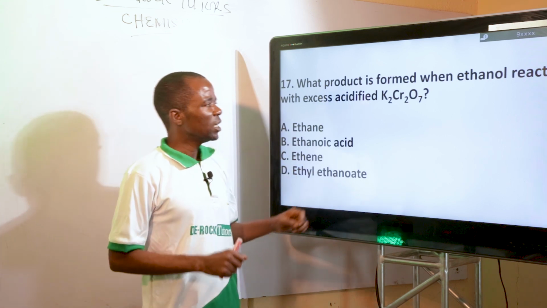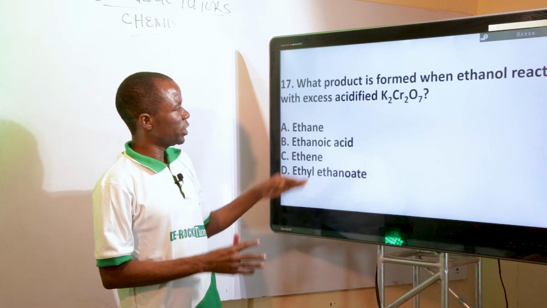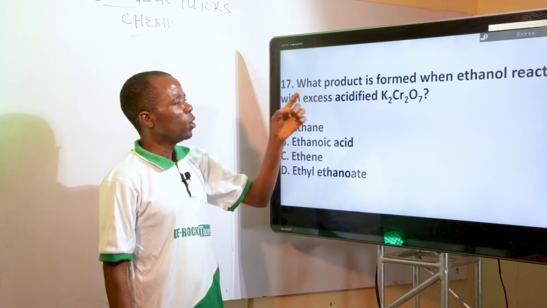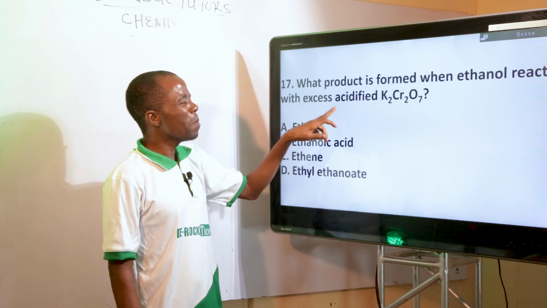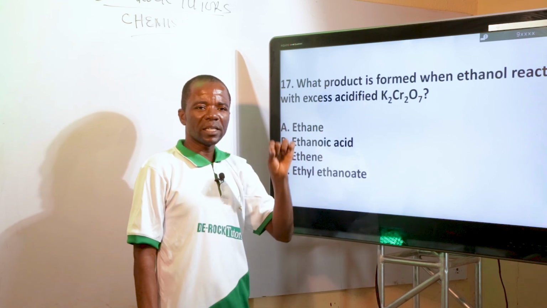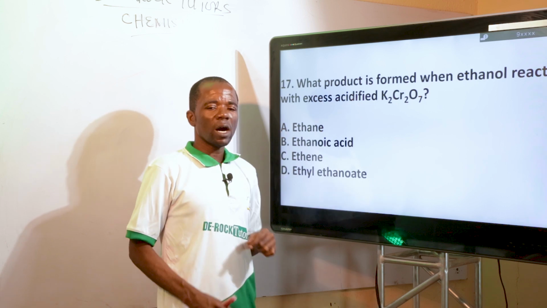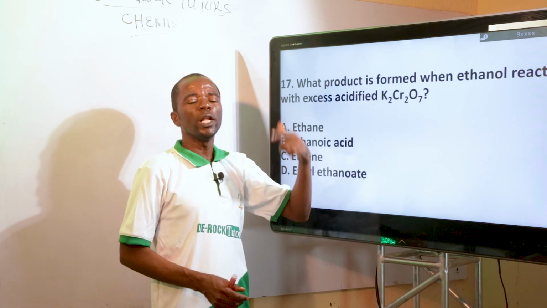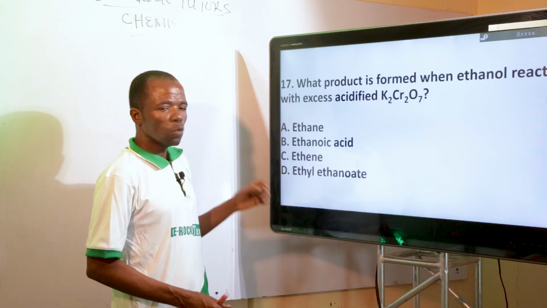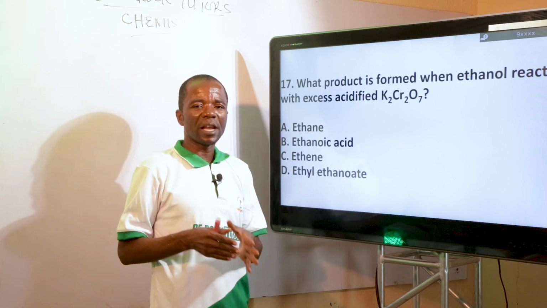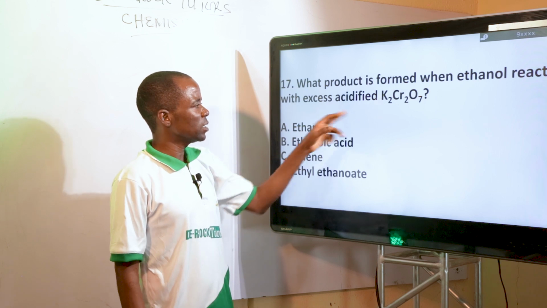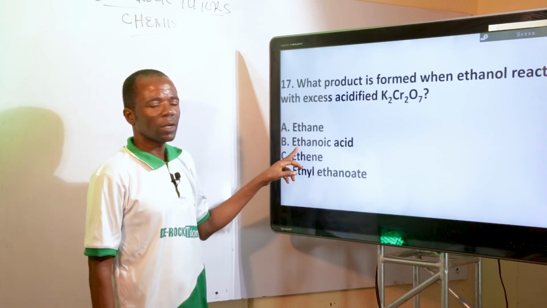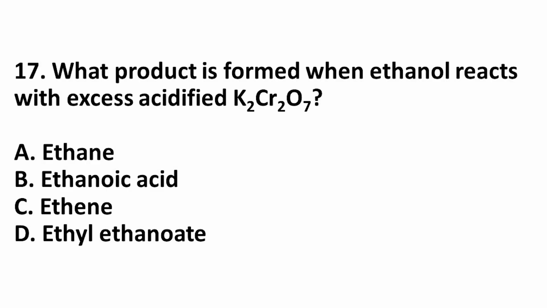Please note that the question could be structured in such a way that the word excess doesn't appear. You can ask a question like, what product is formed when ethanol reacts with mild K2Cr2O7, mild, M-I-L-D. In that case, if the oxidizing agent is in mild or limited form, then the oxidation of ethanol will not be complete. Then the product will have been an alkanal, in this case ethanal. But whenever excess oxidizing agent is used, there will be complete oxidation of ethanol all the way to ethanoic acid. So the correct answer for this question is definitely option B.